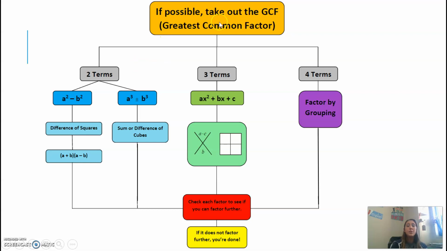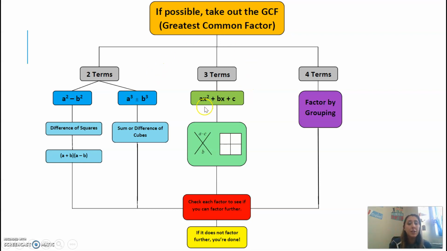Notice that this flowchart says that if possible, take out the GCF. Always look for the greatest common factor first. That's your number 1. Then you check to see: if I've got 2 terms, then I have 2 different ways of factoring. It could be a difference of squares or a sum and difference of cubes. That's something new that we're going to be learning. We haven't learned it yet.